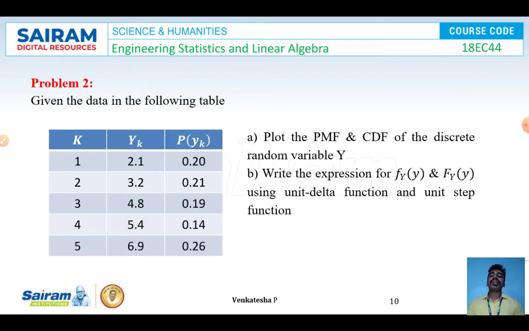Problem number 2. The data in the following table is given like k is equal to 1, 2, 3, 4, 5. Y_k is given by 2.1, 3.2, 4.8, 5.4, 6.9. P of y_k is given by 0.20, 0.21, 0.19, 0.14, 0.26. From this data, we have to plot the PMF and CDF for a discrete random variable Y, and also write the expression for f_Y of y, I mean the PDF, and the CDF capital F_Y of y using unit delta function and unit step function.